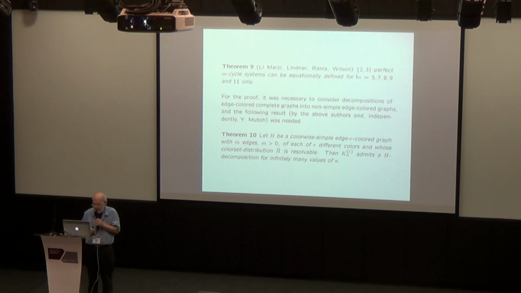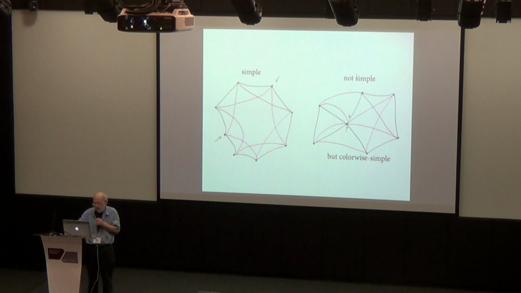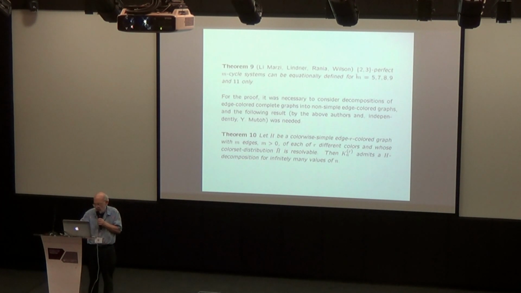Perfect M-cycle systems with 2, 3 cycles, and whether they can be equationally defined or not. The hard part of this was proving that they cannot be equationally defined for other values. To do that, it was sufficient to find an example of something. And that example was a kind of degenerate collapsing of this graph where vertices are joined if they're distance 1 or 2.